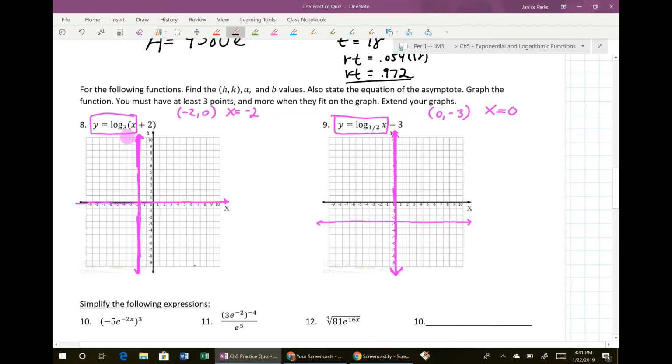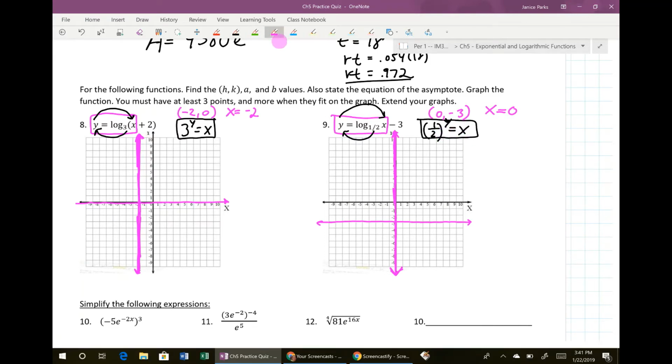Second thing is we're going to rewrite this by changing the log into exponential form. So that's 3 to the y power is equal to x, that's the exponential form. And this one is (1/2) to the y is equal to x. Make sure you put 1/2 in parentheses to indicate that the exponent applies to both the 1 and the 2.